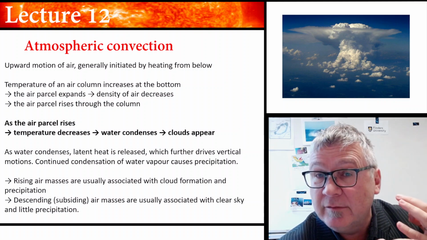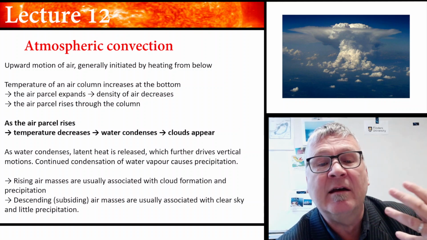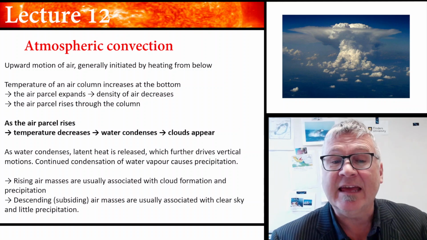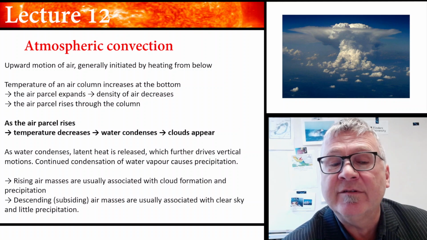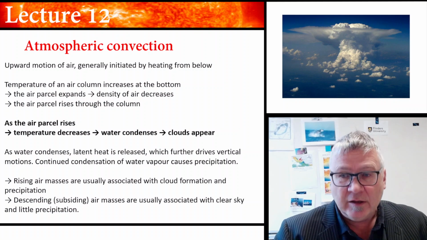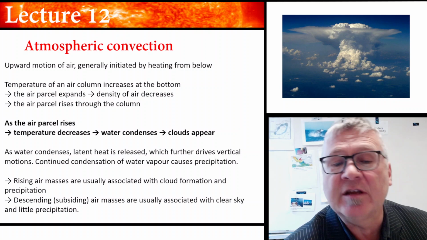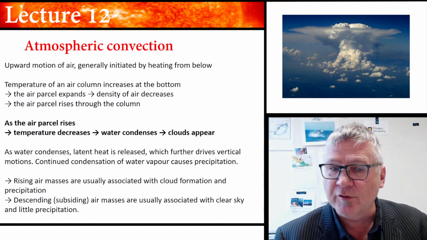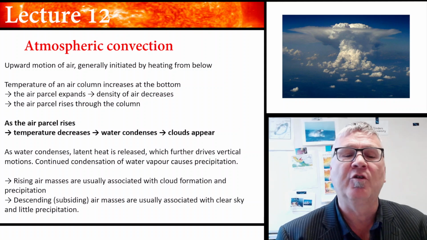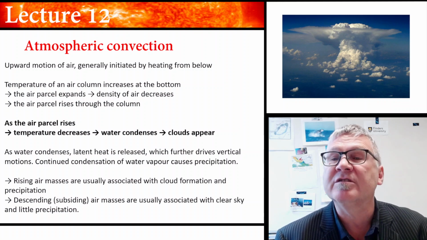And that sets off a number of processes. The temperature of an air column increases at the bottom. The air parcel expands, the density of the air decreases, and the air parcel rises through the column. You get the upward motion of the air. As the air parcel rises, the temperature decreases, water condenses, and clouds appear. As water condenses, latent heat is released, which further drives vertical motions. Continued condensation of water vapor causes precipitation.